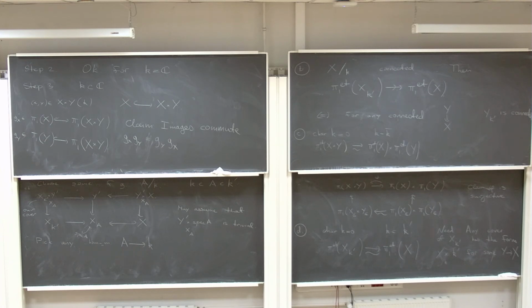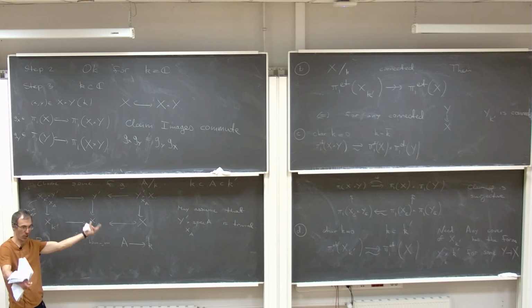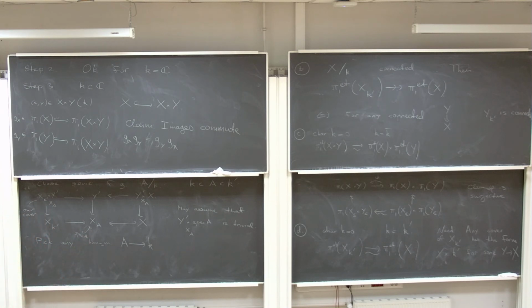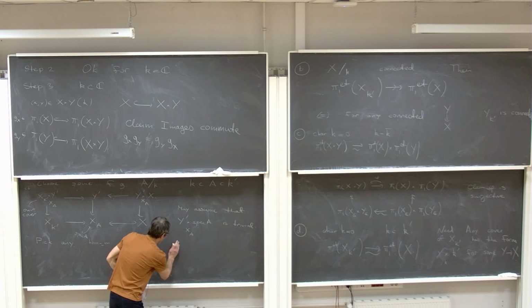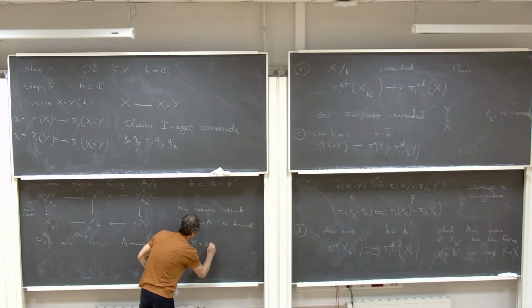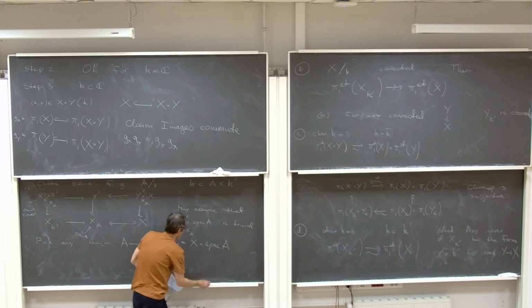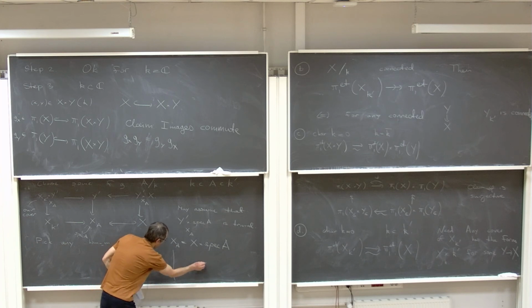So any cover of spec K prime is trivial. So that means that there exists a finitely generated subalgebra of K prime, which contains A, such that the pullback of this guy is trivial. And now I claim that under this extra assumption, so what did I do? So I have my X_A, which is nothing else but X times spec A.